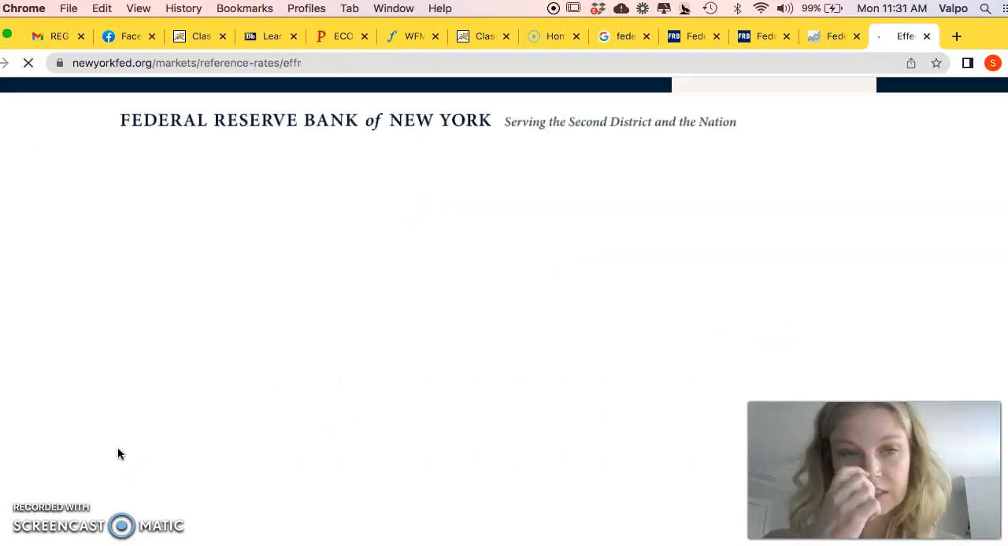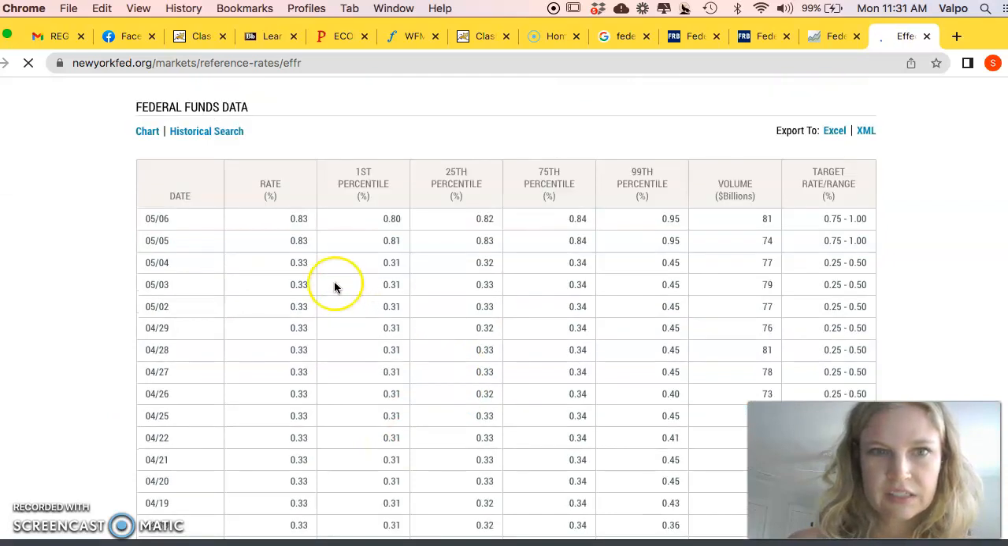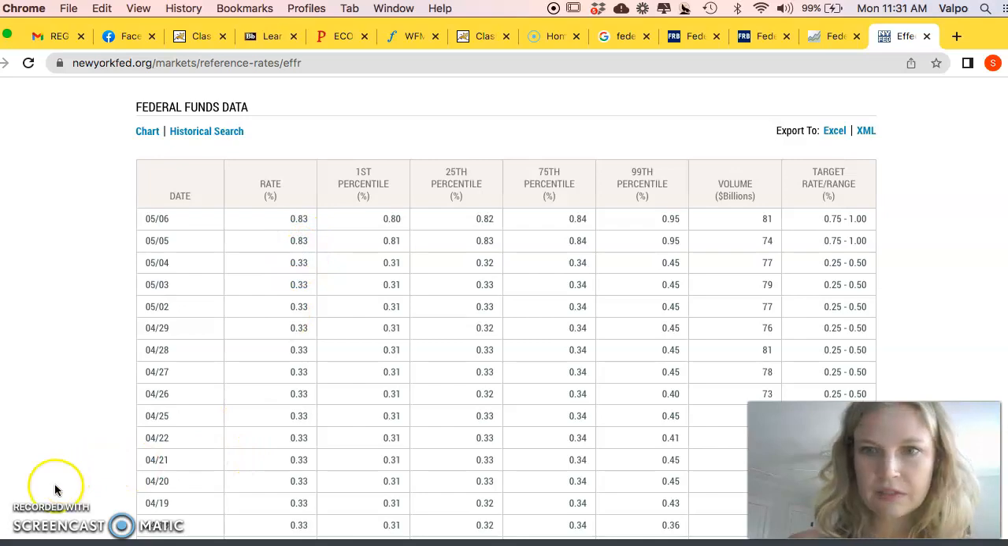And so this is actually in the PowerPoint that I posted if you want it. You can see that yesterday it was 0.83. So it fluctuates within the range. You can see the day that it was raised, the 5th. All right, so I'll start up next with the discount rate.